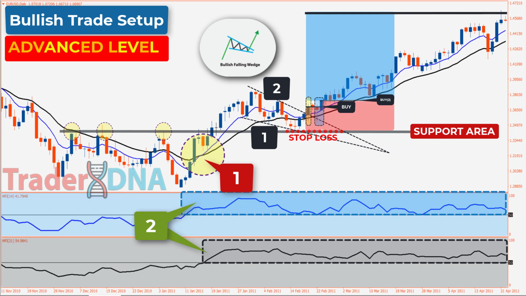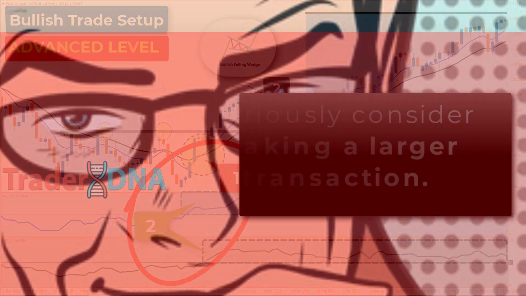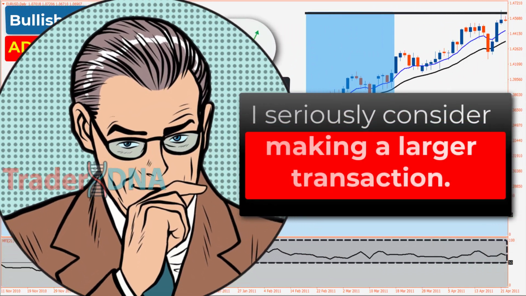Based on my experience, the more price action confirmations that gather around a trading signal, the greater the chance that our trade position will be profitable. Therefore, do not overlook price action analysis in this strategy. Once you've identified a valid trend after completing the first and second steps, if I find multiple price action confirmations or confluence following these criteria, I seriously consider making a larger transaction.